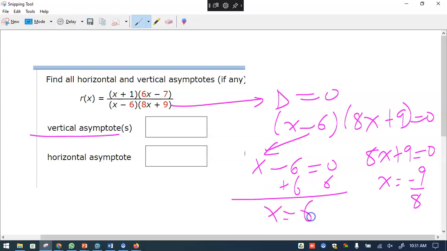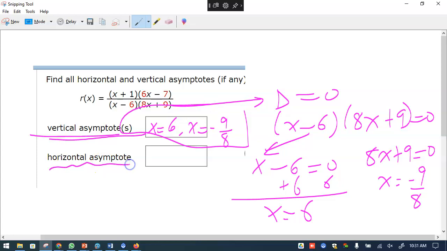is the answer. So when you are putting it here, you're going to write down x equals 6, then put a comma and write x equals minus 9 over 8. This is how you're supposed to write it. And what is the horizontal asymptote?